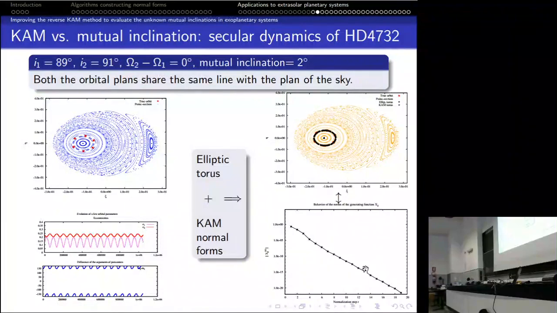At the end, the surfaces of section are the same. I changed just the color in order to stress more, with the plus sign, the curves corresponding to the invariant torus and the elliptic torus.